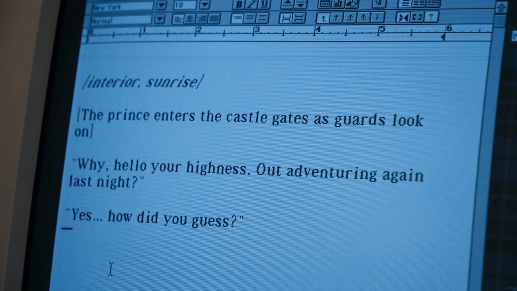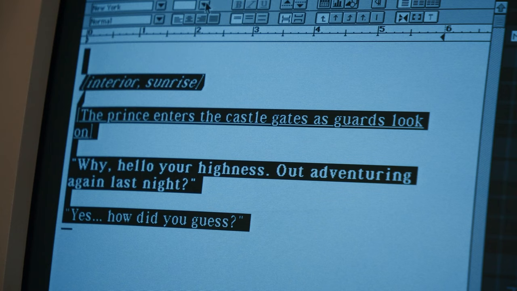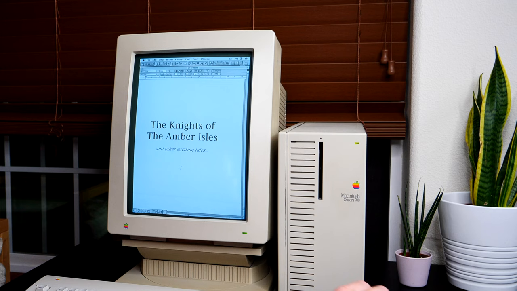Working on a script in Microsoft Word feels like stepping into a 1980s period drama. The sound of the keyboard, the tilt of the screen. Jessica Fletcher would be proud.